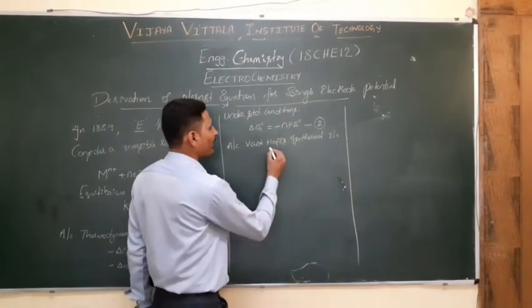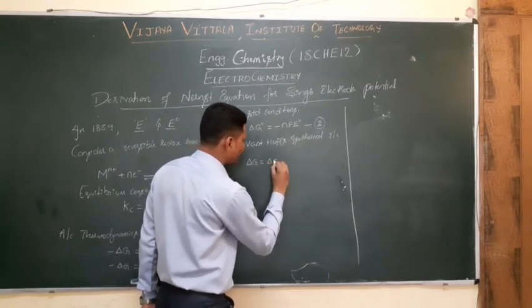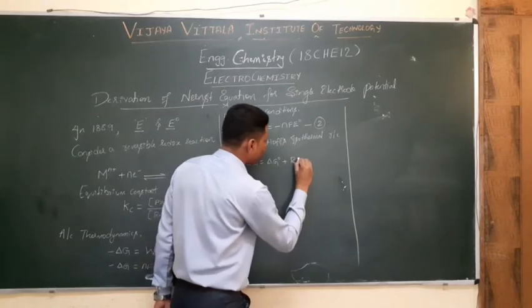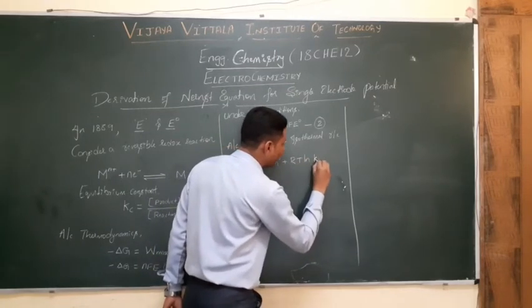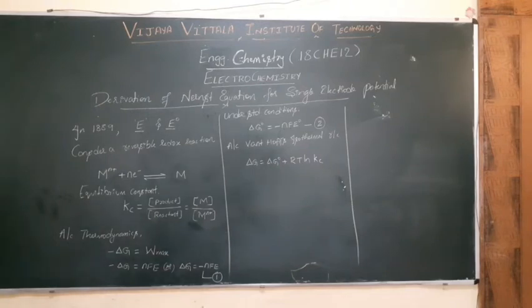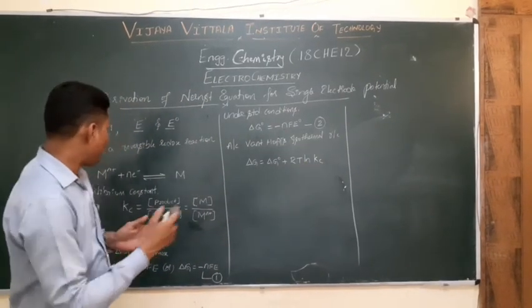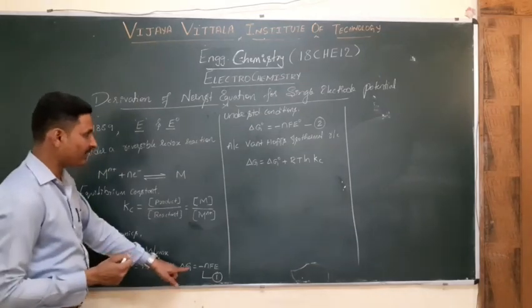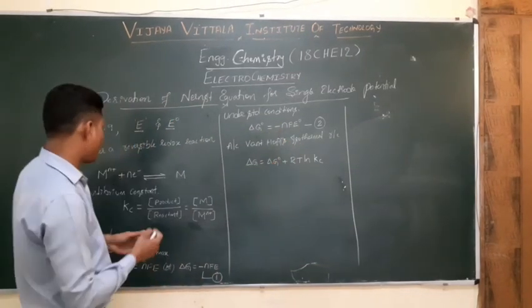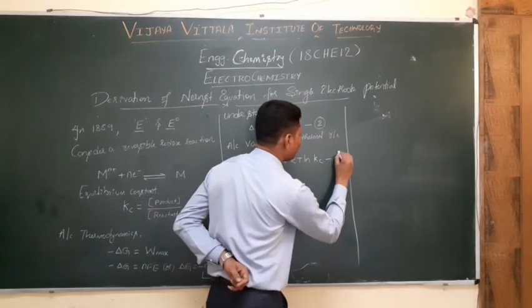According to the isothermal reaction, we get delta G is equal to delta G naught plus RT ln Kc, where Kc is the equilibrium constant and R is the gas constant, right? So here I have taken the ln function, and we have already calculated the delta G value and delta G naught value, and we know the Kc equilibrium constant. So substitute in this equation number 3.